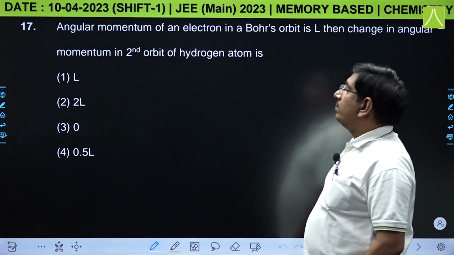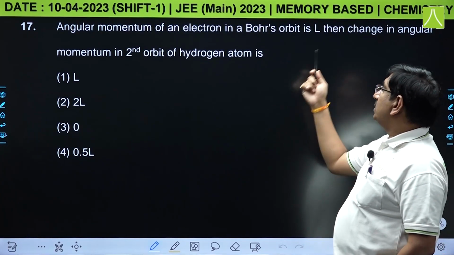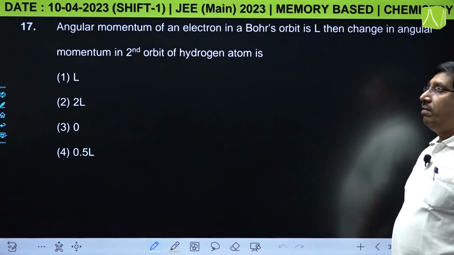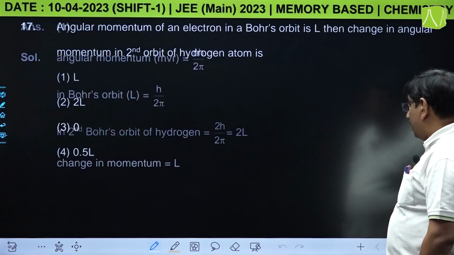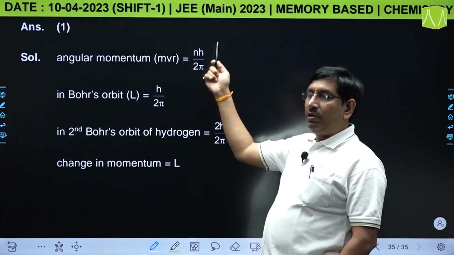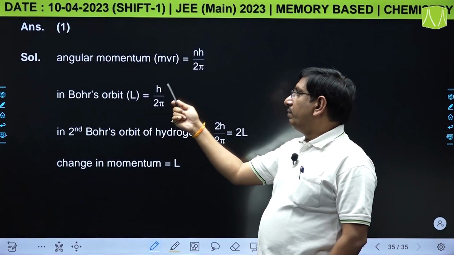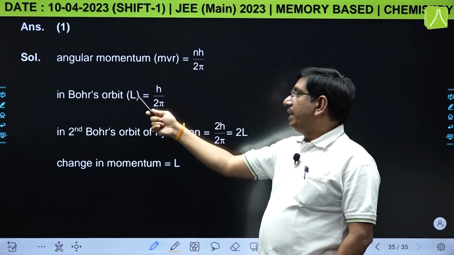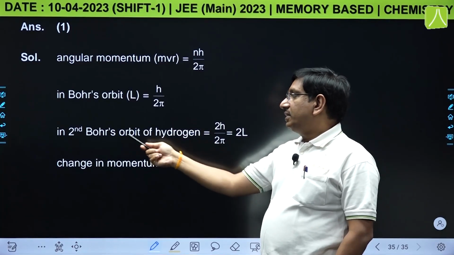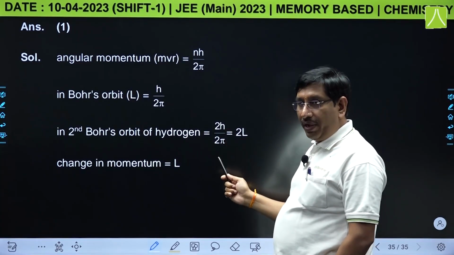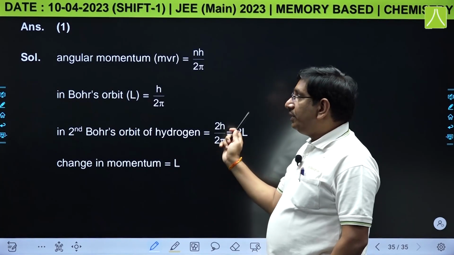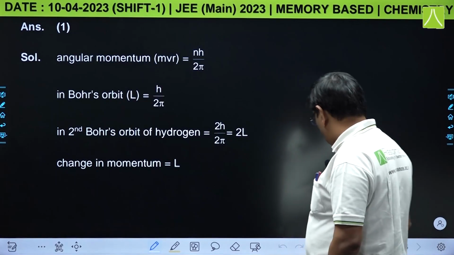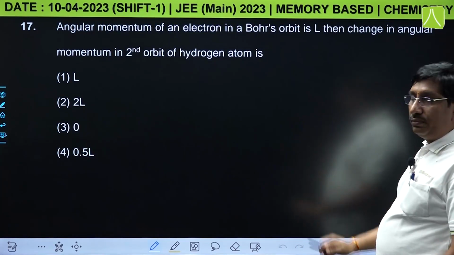Next question: the angular momentum of an electron in Bohr's orbit is L, then the change in angular momentum in the second orbit of hydrogen atom is. If angular momentum is taken as mvr equal to nh by 2 pi, then in the first Bohr's orbit, n value is 1, L equal to h by 2 pi, and in the second orbit it is 2h by 2 pi, that is equal to 2L. Now, change means 2L minus L, that is L only. So, the answer is L.